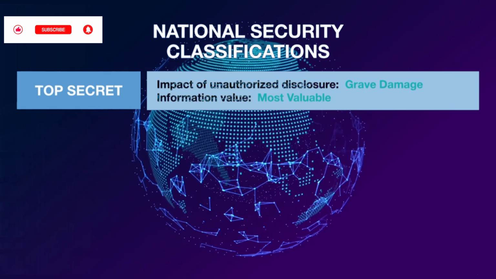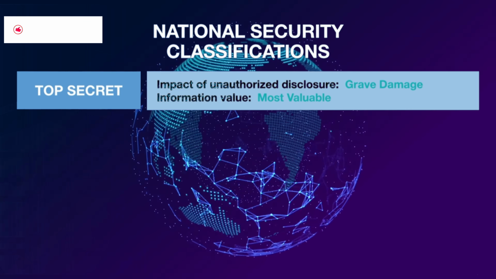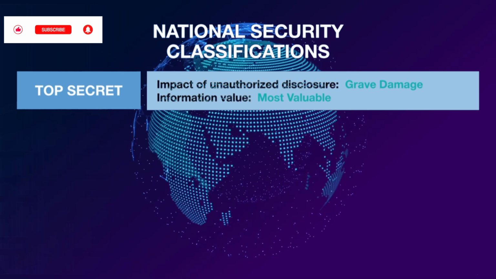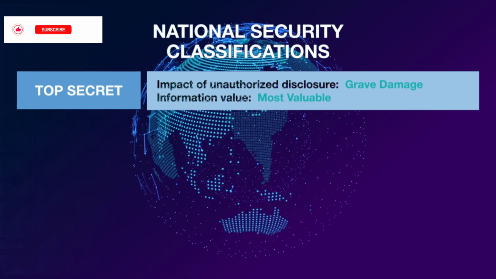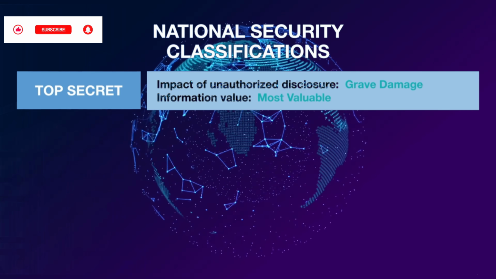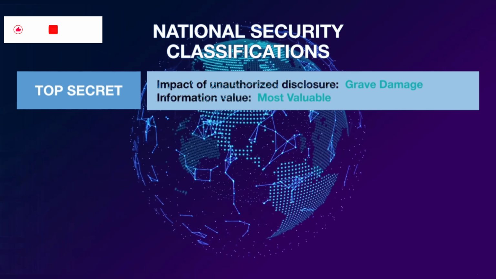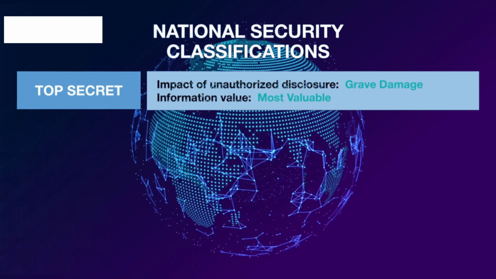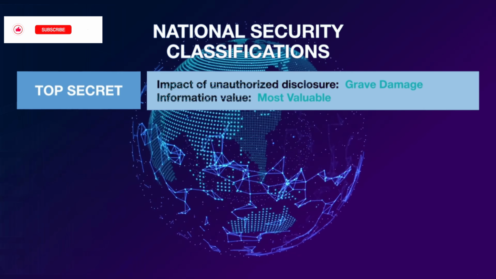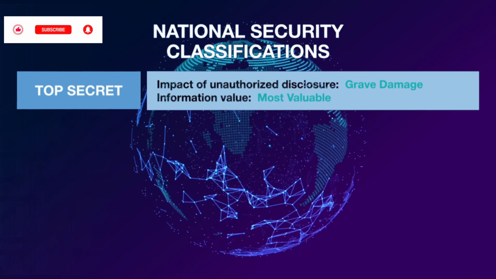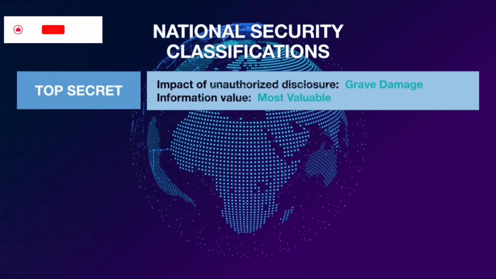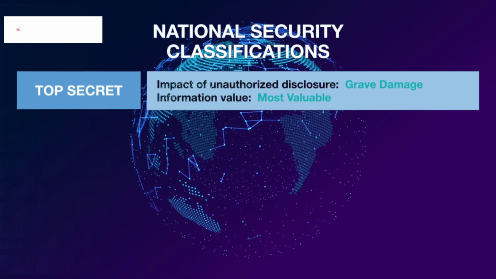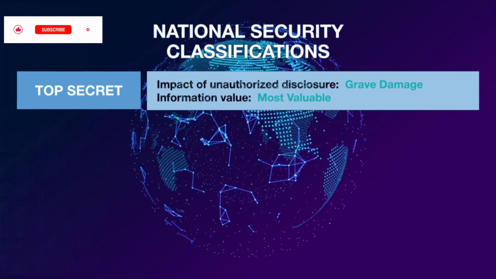It can cause grave or severe damage if it was disclosed to an unauthorized person. Meaning, if you have top secret information that was disclosed to enemies, that would severely damage your plan. It would severely damage your military or your nation's secrets. That's why it is considered the most valuable type of information in the national security space. Things like nuclear weapons, intelligence operations, special operations, Navy SEALs and such. These are just examples of top secret information.